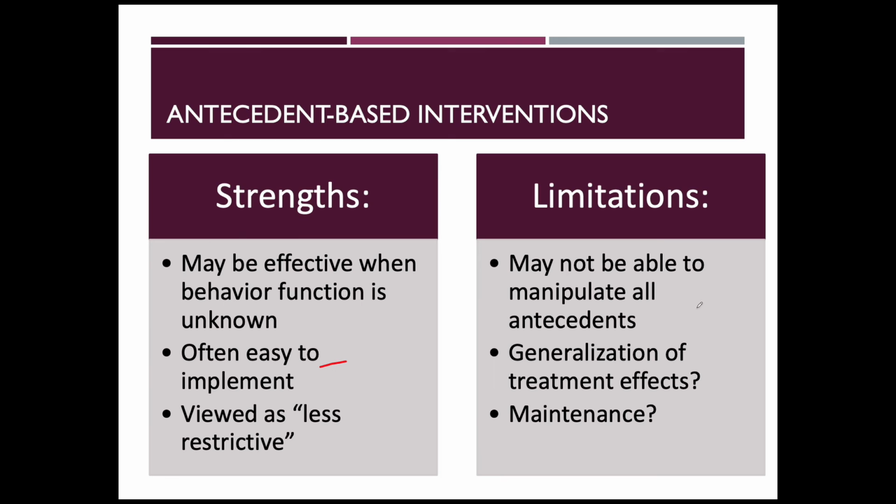The limitations obviously are we can't manipulate all antecedents. If we learn that problem behavior only occurs in the presence of teacher A and not teacher B, we may not be able to have teacher B teach all the time. Right, so we can't manipulate all antecedents. The other thing is generalization and maintenance of treatment effects. If we adjust antecedent stimuli within an environment, those adjustments don't exist in other environments, right? So that may limit the generality of the intervention. That is until we program for those changes to occur in every environment, if that's what's necessary.